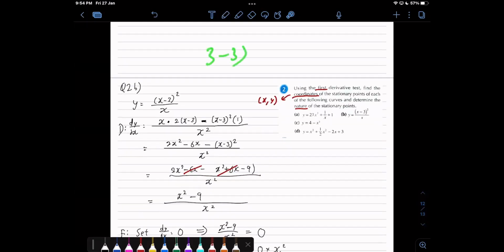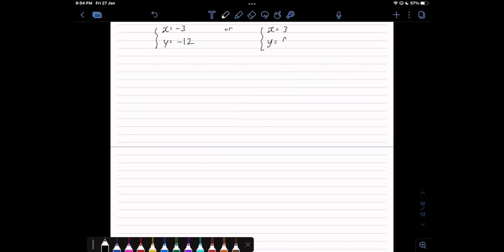So positive 3 minus 3, bracket square, over 3. What do I get? 3 minus 3 is 0, squared over 3. 0 to the power of 2 is just 0. 0 divided by 3 is 0. Okay, so I get a 0 over here. The coordinates, if I want to be neat, I can write down (negative 3, negative 12) and (3, 0). Clear so far? Yeah. Very good.